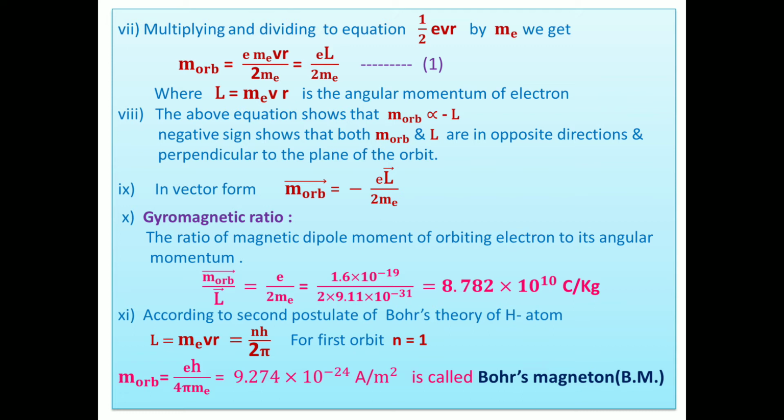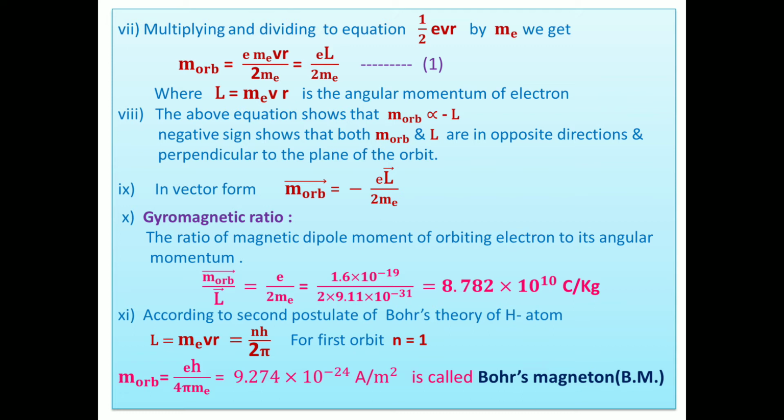And the negative sign shows that both M orbital and L are in opposite directions and perpendicular to the plane of the orbit. In vector form, you can write here M orbital equals minus e vector L upon 2 me. The negative sign is because M and L are in opposite directions.